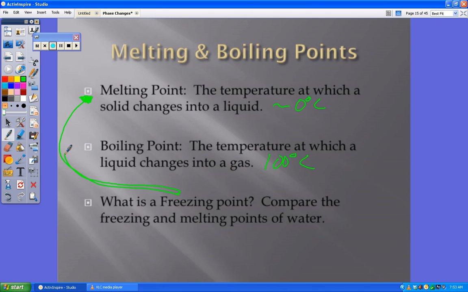The freezing point is the same as the melting point. So this is roughly 0 degrees Celsius as well.